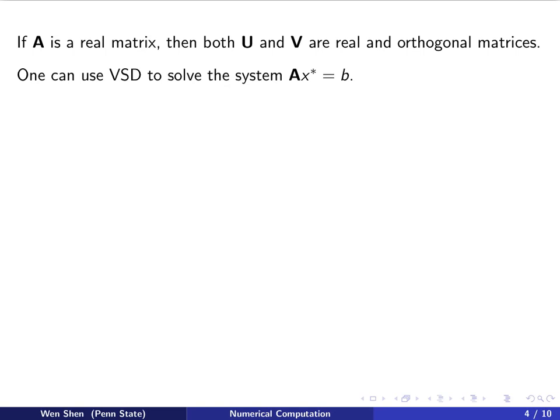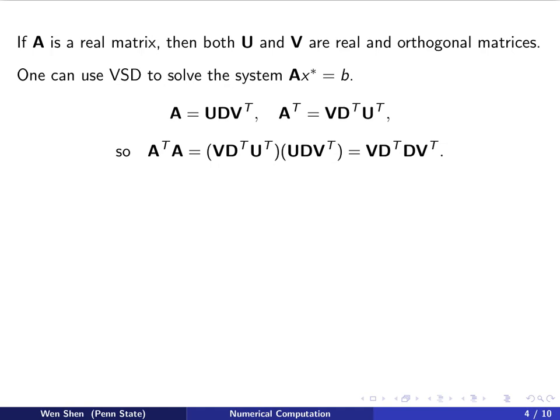In the special case where A is a real matrix, both U and V are real and orthogonal matrices. Once the singular value decomposition is given, we can use it to solve the system A x* = b.